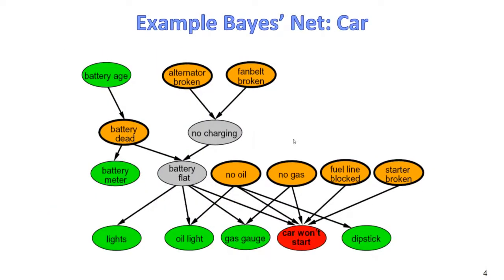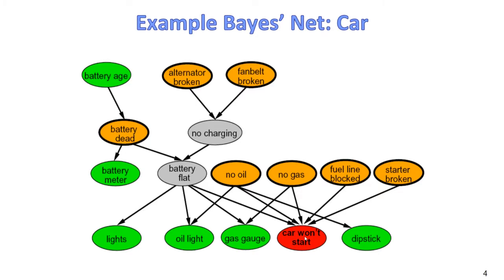Here is an example for a car maintenance environment. Here we model some of the causes of problems in the car with the symptoms. For example, if I know that the car won't start, maybe there is no oil, maybe there is no gas, maybe the starter is broken, maybe the alternator is broken, maybe the battery is dead. So there are some interactions here. For example, having a dead battery means that the battery is flat, and that will make the car not start. Or it can be because of a problem in the alternator, which caused no charging of the battery, which made it flat or dead, which will make the car not start.